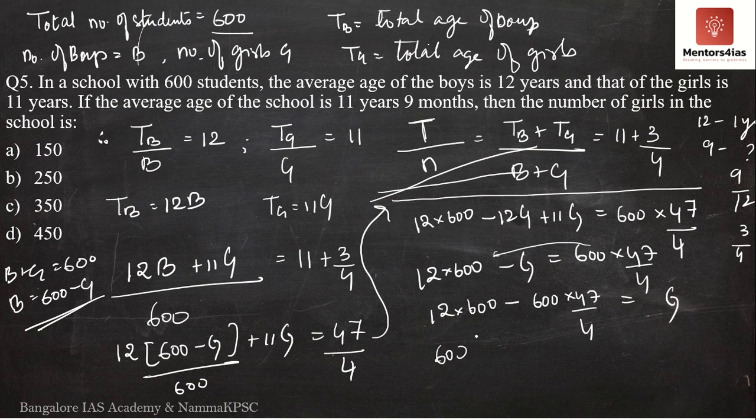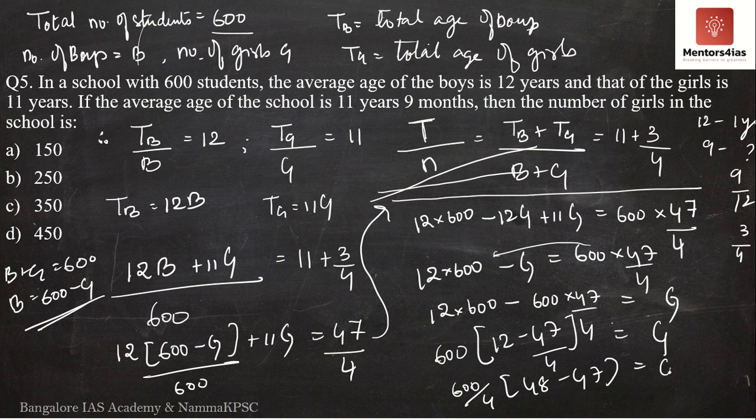I take 600 common out. I have 12 minus 47 by 4 is equal to G. 12 fours are 48, so it is 600 by 4 into (48 minus 47) is equal to G. So what is G? G is nothing but 600 by 4. So if it is 600 by 4, it is 6 into 100 by 4. So I can write it as 100 by 4 is nothing but 25. So this is nothing but 6 into 25. 25 6s are 150. Therefore, the number of girls is what? Number of girls is nothing but 150.